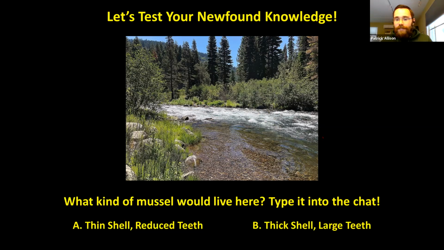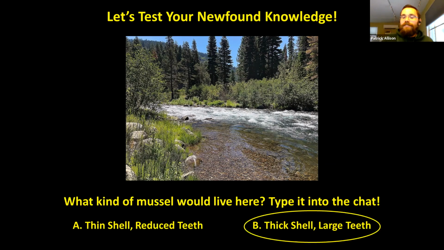We'll just give it 1 second. So far we got B. And another B. Excellent. You are correct. So this is going to be perfect habitat for a freshwater mussel that's going to have a thick shell to help protect it from falling rocks and large teeth that will end up helping the shell stay nice, tight, and closed. Perfect. Great job.